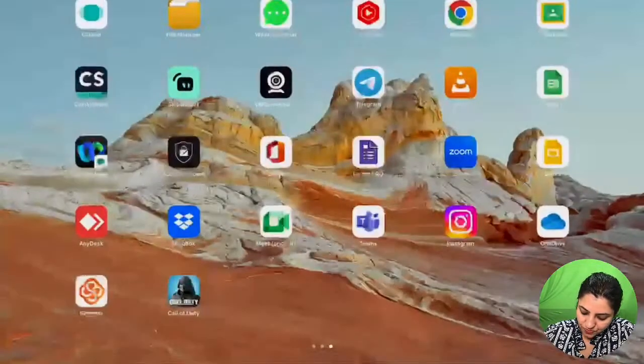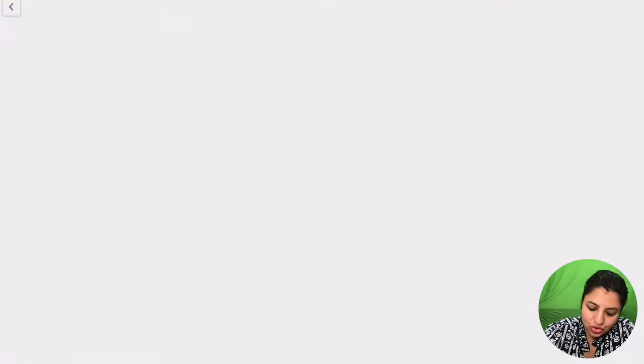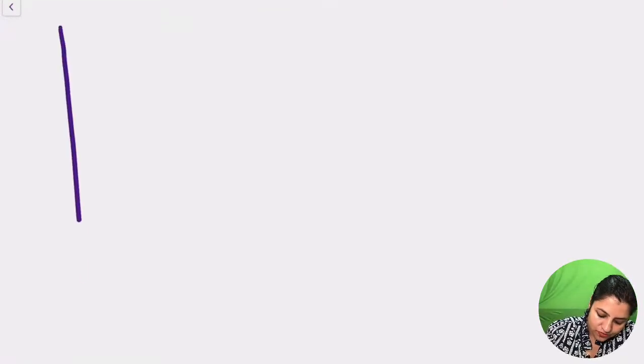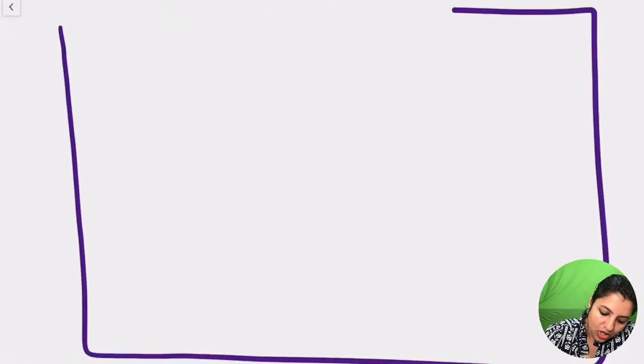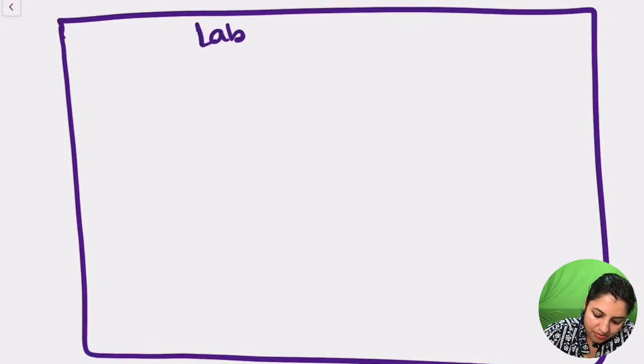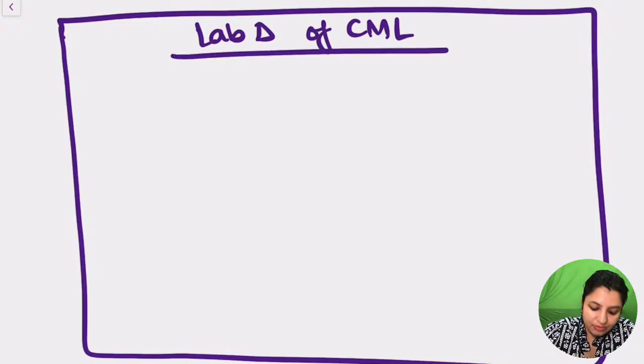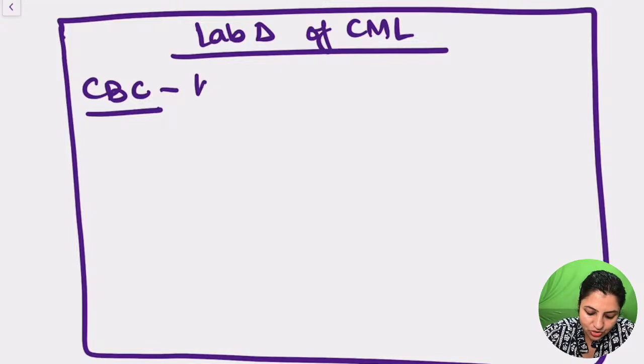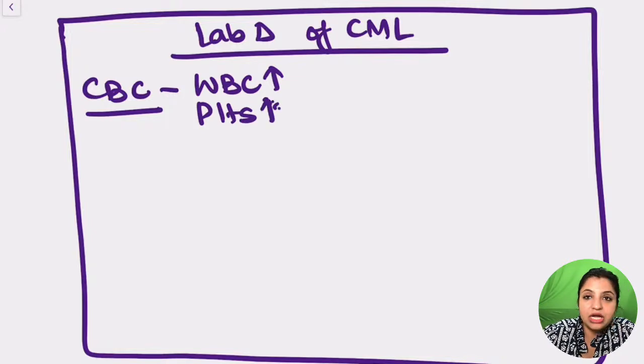One of the typical questions on CML is how to make a lab diagnosis of CML. Lab diagnosis of CML can itself be asked as a question. Remember, the first thing that is going to help you is complete blood count. If you do a complete blood count, you will see that the WBC count is very high and the platelet count is very high. And if you look at the patient's count, there will be neutrophilia, eosinophilia, and basophilia. All three will be increased.